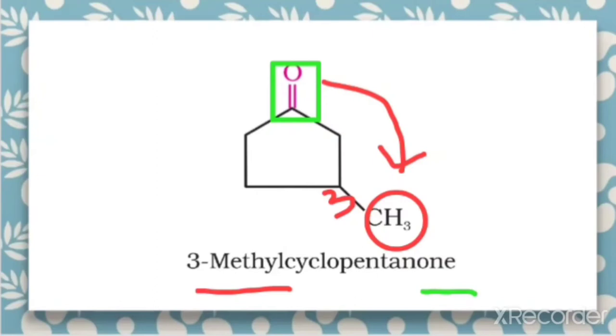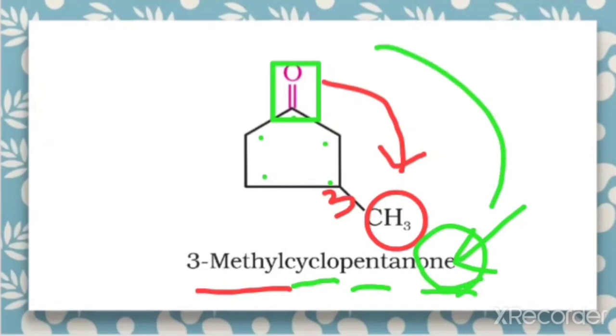So the name of this compound is 3-methyl, and cyclo we are using because it is a cyclic part, having how many carbon atoms? 1, 2, 3, 4, 5. It's a pentagon. So pentane, and the suffix one. One is the suffix used for which group? For the ketonic group. So this is the name of this organic compound.